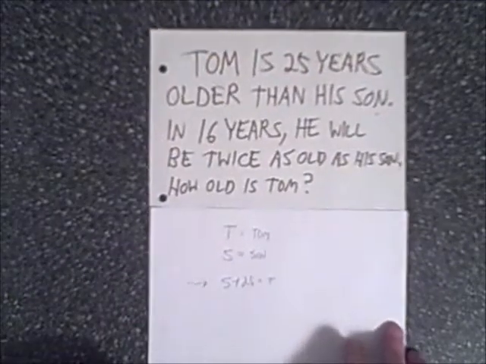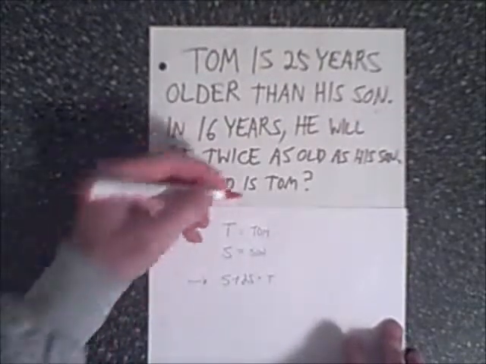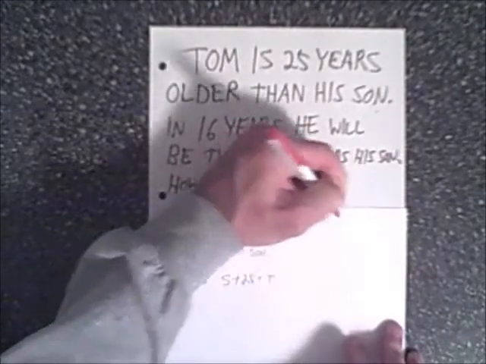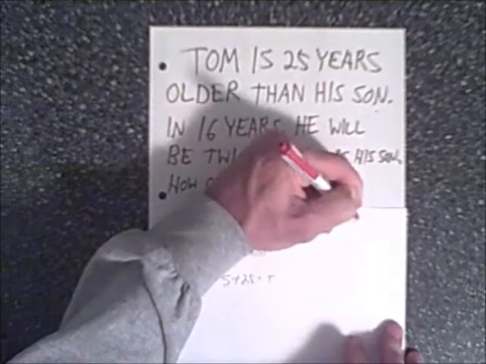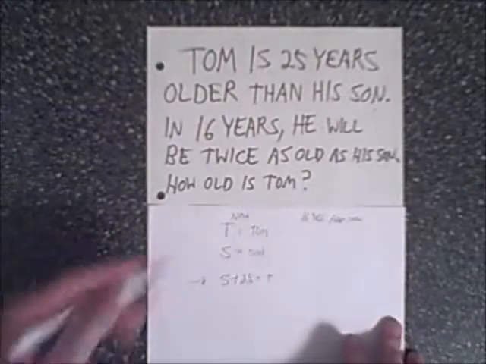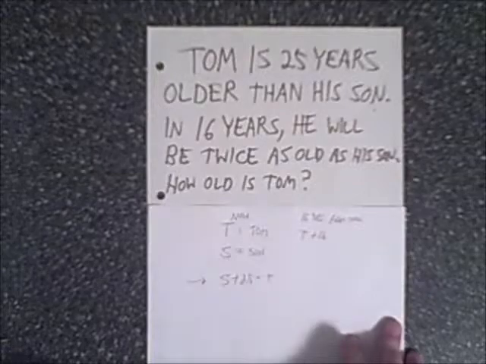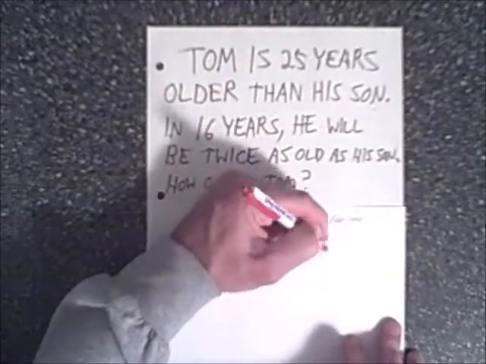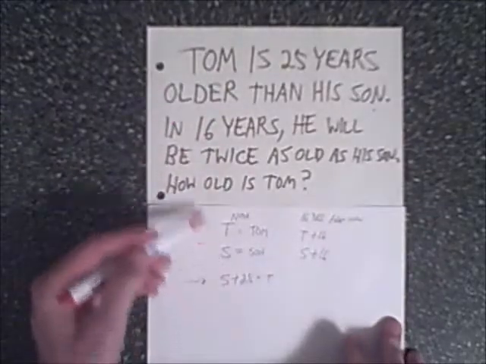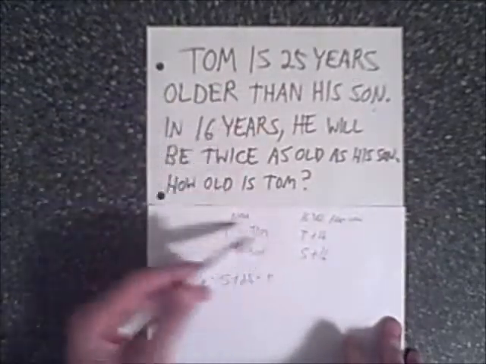Okay. Then let's start looking into the future, in 16 years. Okay, so this is now, and this is 16 years from now. Okay. Tom will be T plus 16. Okay, and the son will be S plus 16. Okay, so Tom is 25. We've covered that. 25 years older. We've covered what they'll be in 16 years.